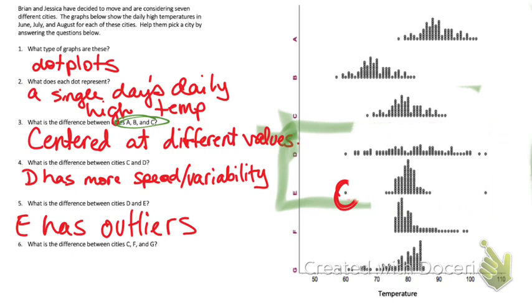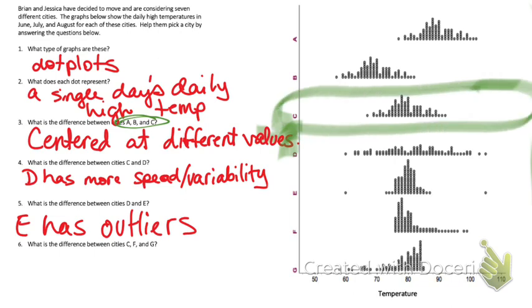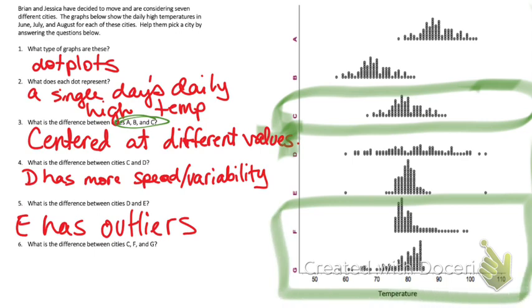All right, our last comparison is going to be graph C and then F and G. Now look, you might not believe me at first, but they are centered about the same. Here's why. If I look at the center, think about balancing those graphs on one of those little science fulcrums. If I were to balance this graph, it would be right about here. You agree? Ish. If I tried to balance graph F and I tried to put it right here, what's going to happen?